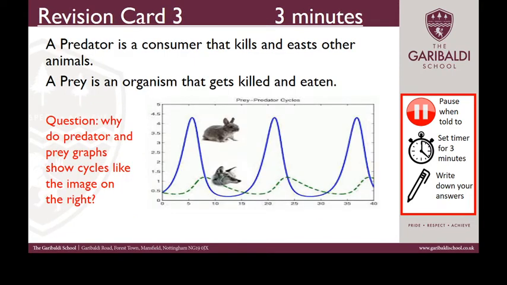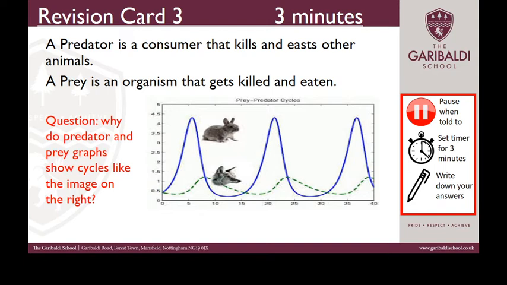Okay, revision card 3. This will take you 3 minutes. So a predator is a consumer that kills and eats other animals. A prey is an organism that gets killed and eaten. The question is, why do predator-prey graphs show cycles like the image on the right? So look at the graph. What is it telling you? Why does it look like this?